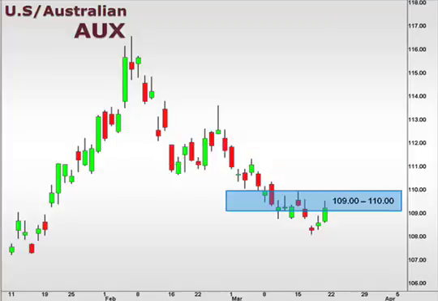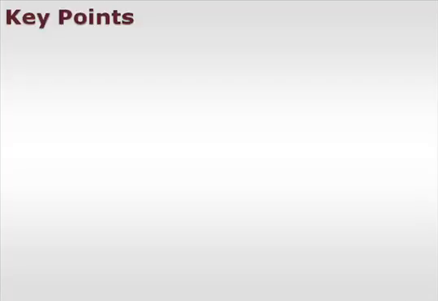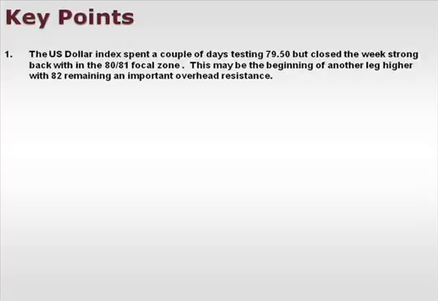Let's take a look at a few of our key points. First of all, the US dollar index spent a couple of days testing that 79.5 focal zone, but closed the week strong back within the 80-81 focal zone. This may be the beginning of another leg higher, with 82 remaining an important overhead resistance.